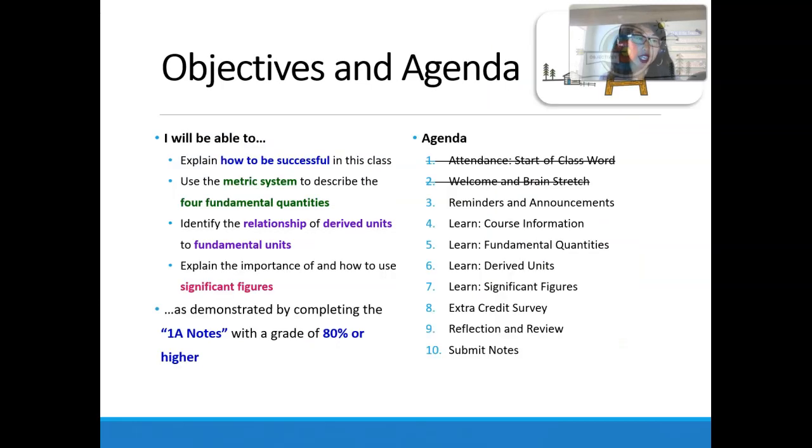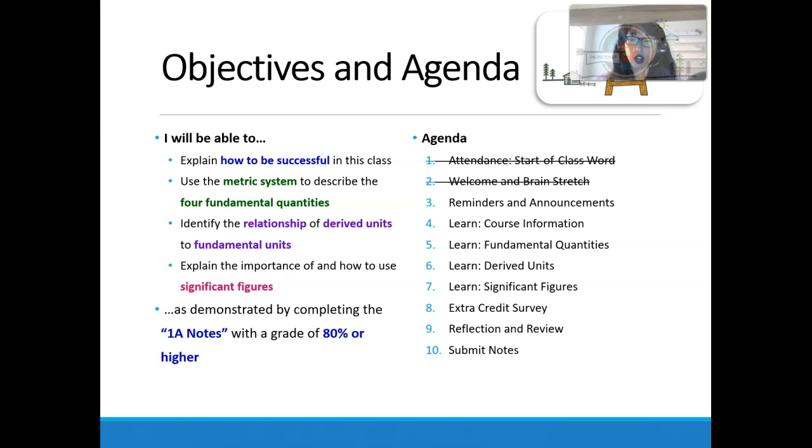So our objective for today, we want to learn how to be successful in this class. It's really simple. I'll explain it in a few moments. We will use the metric system to describe the 4 fundamental quantities, identify the relationship of derived units to fundamental units, and explain the importance of and how to use significant figures. And again, you're going to demonstrate this by completing the 1A notes. You should get 100% because all of the answers are in class word for word, or are in this recording word for word.